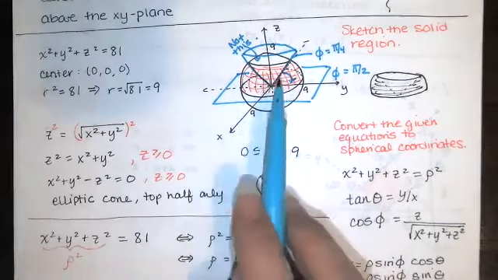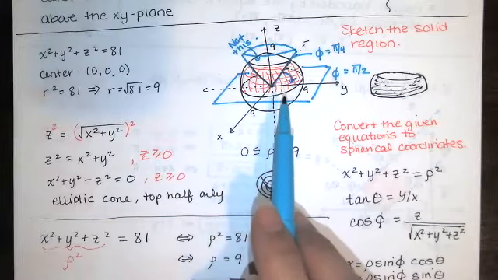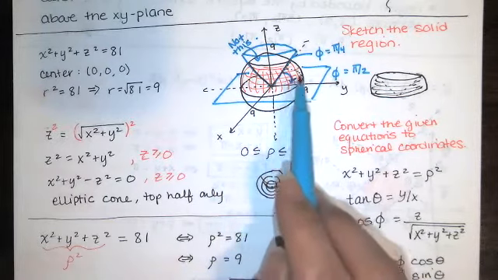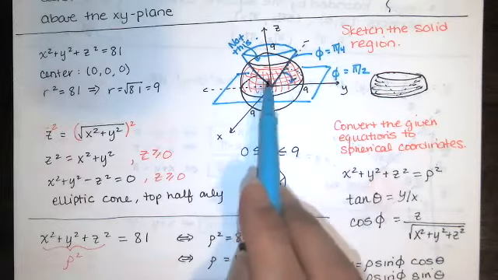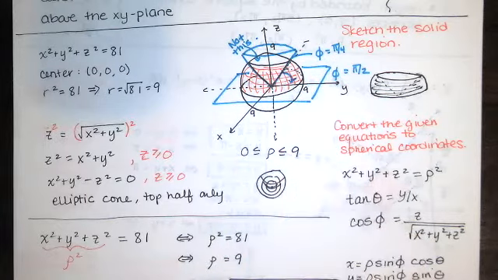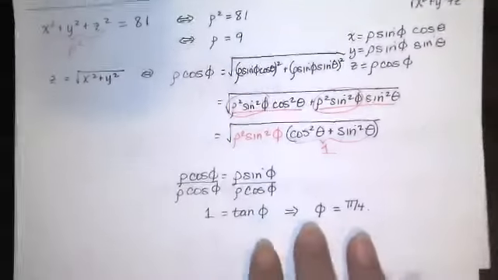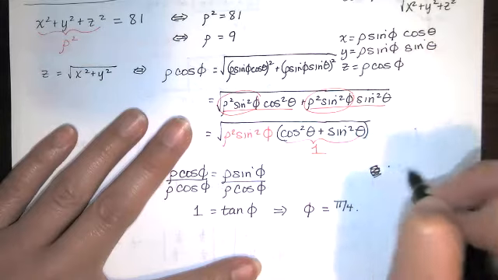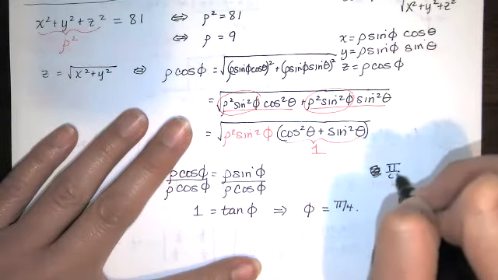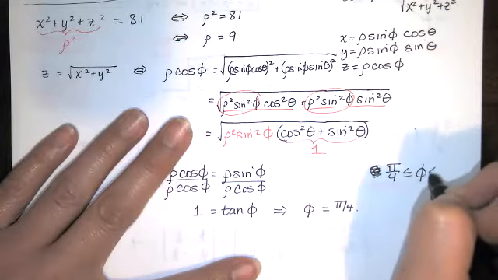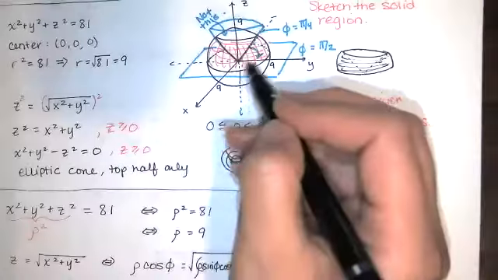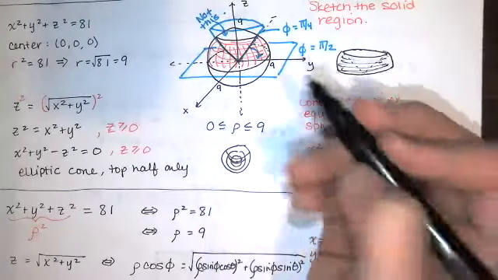But because we're looking for the solid region between the cone and the sphere and above the xy plane, we start at pi over 4, that's the boundary for the cone, and go to pi over 2. So we start from pi over 4 and go to pi over 2. And of course, we're going all the way around the xy plane. So theta goes from 0 to 2 pi.